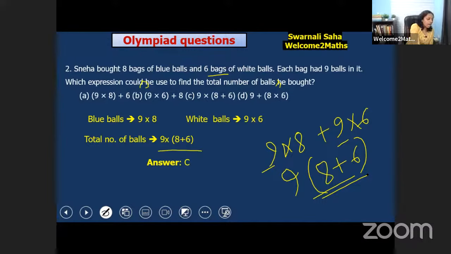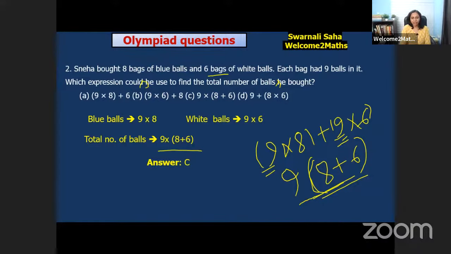Because I already told you, the number of blue balls is 9 into 8 and the number of white balls is 9 into 6. So for the total, what you have to do, just add 9 into 8 plus 9 into 6. And from both sides, you can see 9 is the same, 9 is common. So we can take 9 common, and left 8 plus 6. So it would be the answer 9 into 8 plus 6. Okay, very good. It is option C.